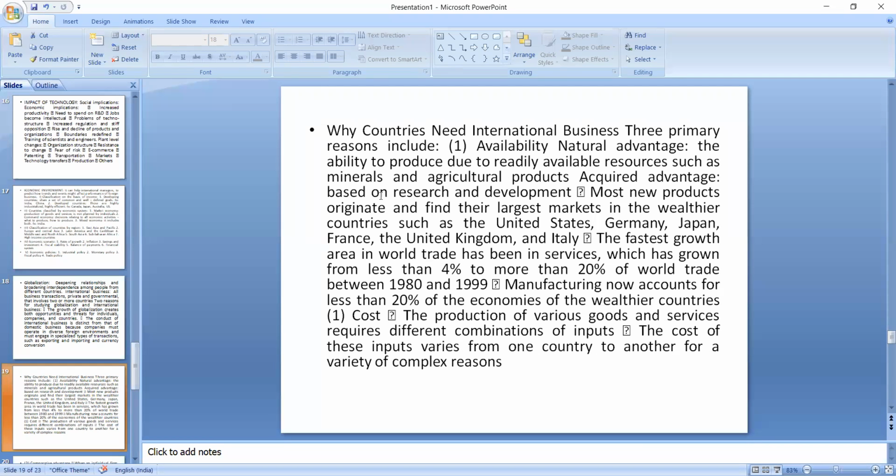Most new products originate and find the largest markets in wealthier countries such as United States, Germany, Japan, France, UK, and Italy. The fastest growth area in world trade has been services, which has grown from less than 4% to more than 20% of world trade between 1980 and 1999. Manufacturing now accounts for less than 20% of economies of the wealthier countries. Cost: the production of various goods and services requires different combinations of inputs. The cost of these inputs varies from country to country for a variety of complex reasons.